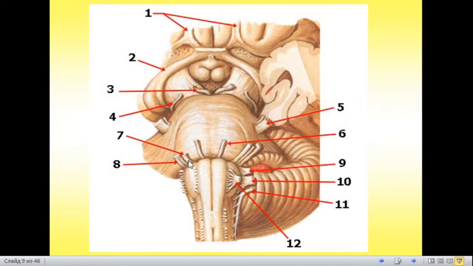Then, the seventh and eighth cranial nerves exit the brainstem in the pontocerebellar angle. Then, 9, 10, and 11 cranial nerves exit the brain behind the olives, in the groove behind the olives, and they are placed from top to bottom, 9, 10, 11. And the 12th cranial nerve, hypoglossal, exits in the groove between the pyramid and olive.